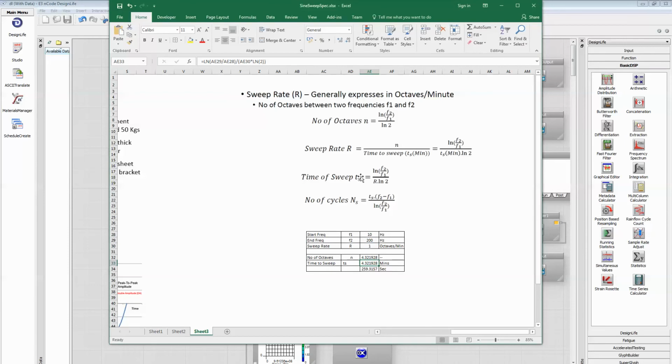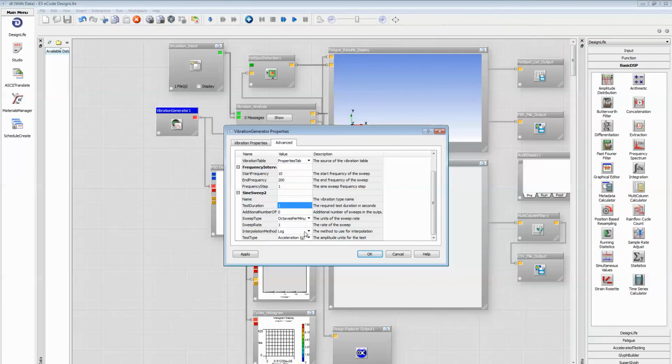Then the next step is to calculate how much time it's going to take to do one sweep. Again we can use the same formula, ln f2 by f1 divided by sweep rate times ln 2. Since we are sweeping at 1 octave per minute, to sweep 4.3 octaves we are going to take 4.3 minutes. Multiply this by 60, so it's going to take around 260 seconds for one sweep. That's the data we need to provide here: 260 seconds. This should be in seconds.